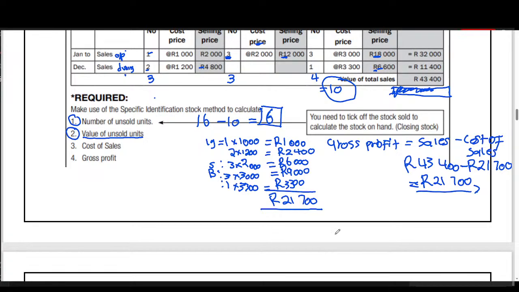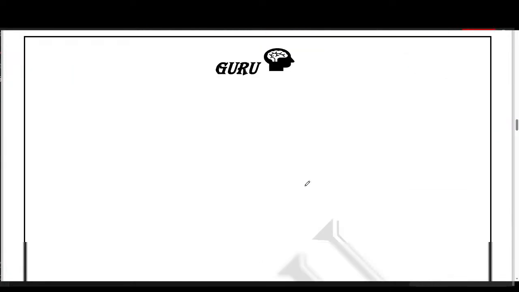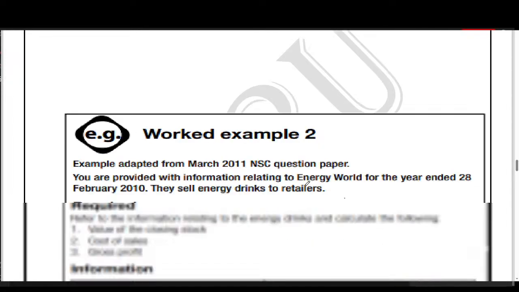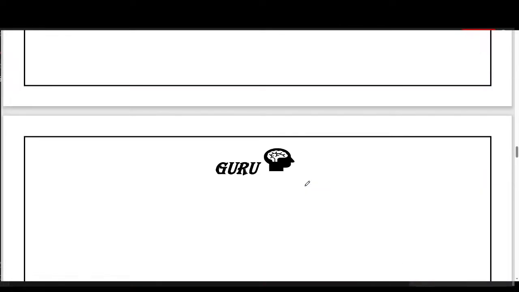Right, the next method that we are going to slide in now, let me check if I'm okay. We are going to look at the FIFO method.